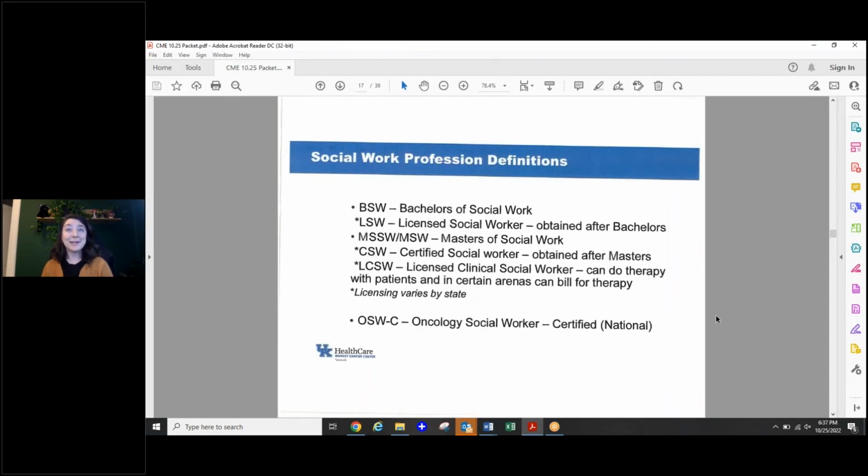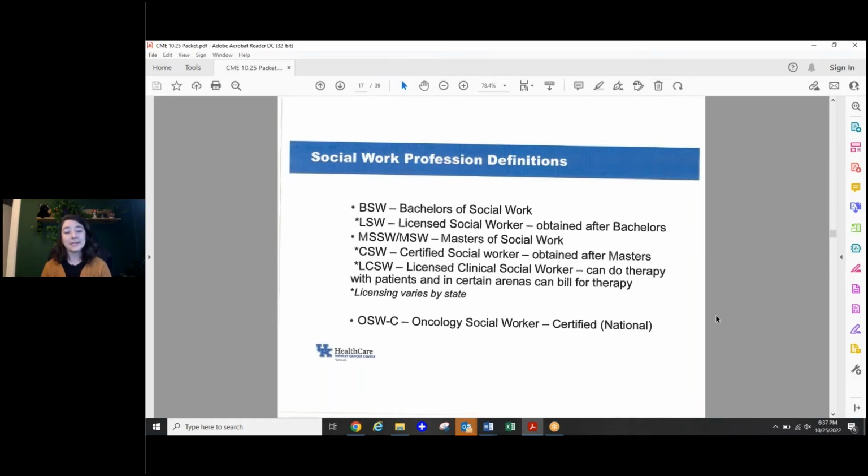So just briefly here, and I won't get into the nitty gritty of this, this is just sort of a breakdown of what different social work degrees and licenses look like and how those are separated. A lot of the oncology social workers that I work with have CSWs and LCSWs. Essentially what that means is we all received master's degrees. Some of us can offer psychotherapy in an independent setting. Some of us are under supervision and can offer psychotherapy to our patients and caregivers as well.